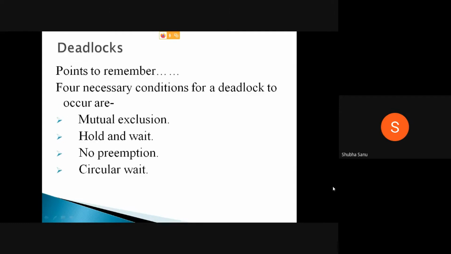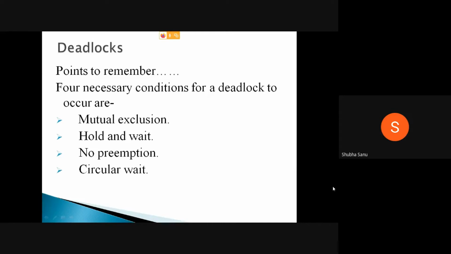Now let us discuss about deadlocks. Here are the few points you have to remember. Deadlock means what happens when a process wants to acquire a resource. That resource may be held by some other processes. So the process which is requesting a resource may not get that resource at all. So such a condition we call it as a deadlock.